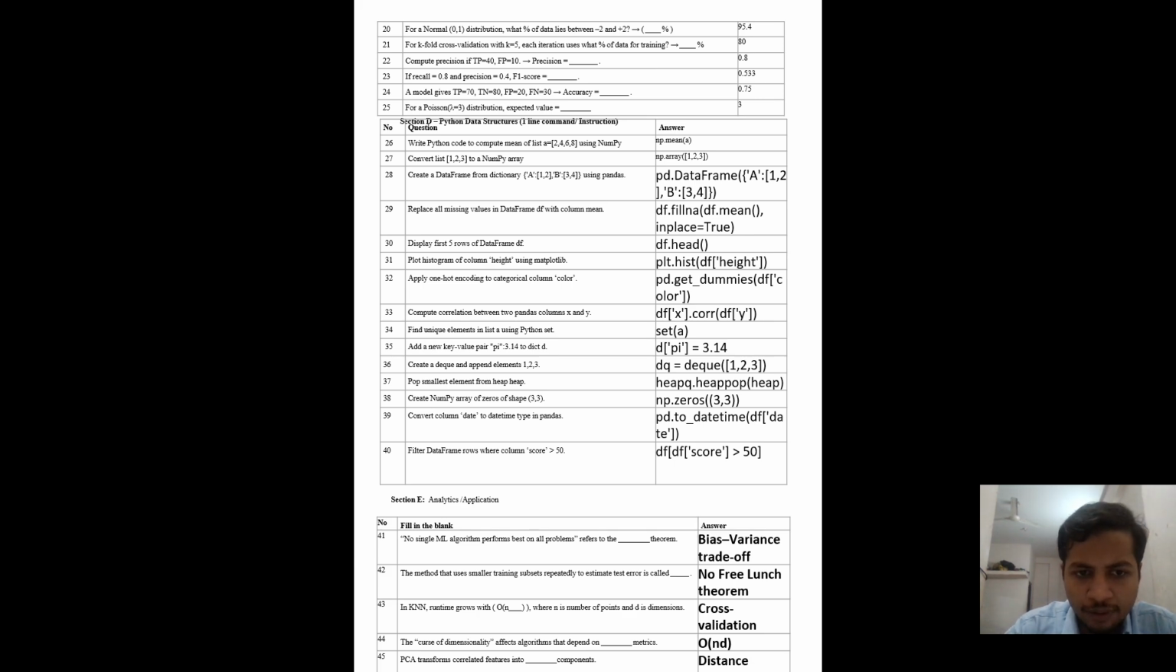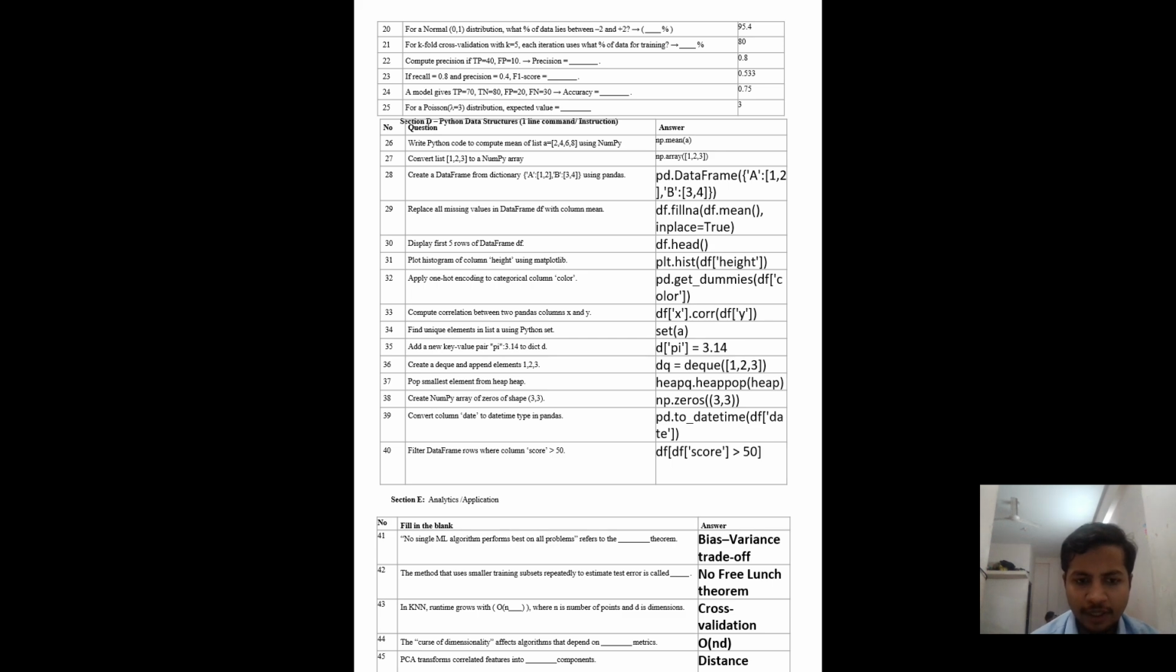Now 37th question, which reads as pop smallest element from heap. For smallest element, we have the heappop function. So we will write it as heapq.heappop(heap). 38th question, create numpy array of zeros of shape 3 comma 3. For that we write np.zeros((3, 3)). Now convert column date to datetime type in pandas. For that we write pd.to_datetime(df['date']). Filter data frame rows where column score is greater than 50. For that we write df[df['score'] > 50].